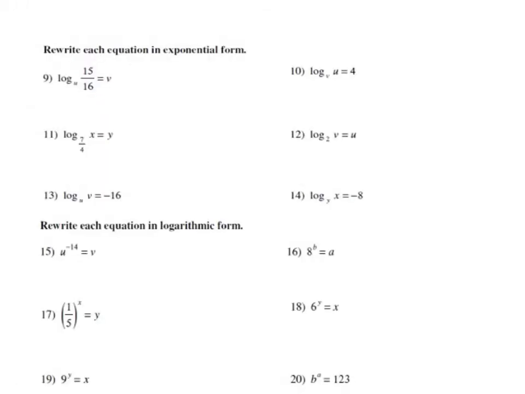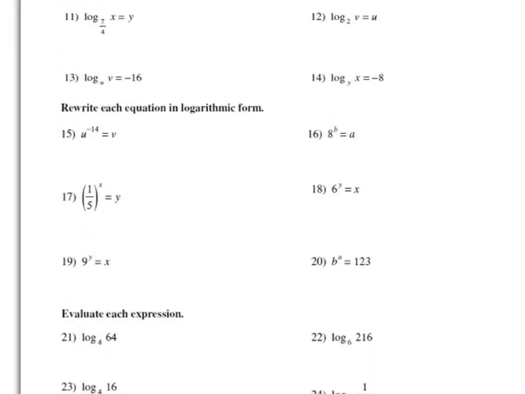Let's look on the back. The back is the exact same thing, except it has letters in it. But you're still just following that pattern. So these ones that are written as logs already, you're going to write them in exponential form. So you're going to write them as something to the power of something equals something. Down here, these ones are written as exponents, and you're going to rewrite them as logs. So you're going to say log base something of something equals something.